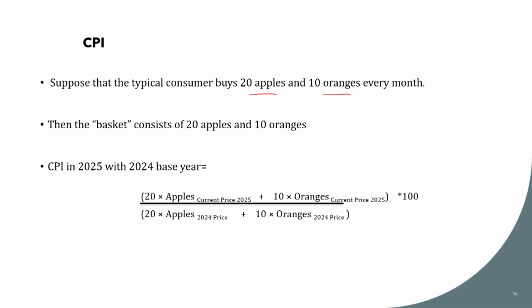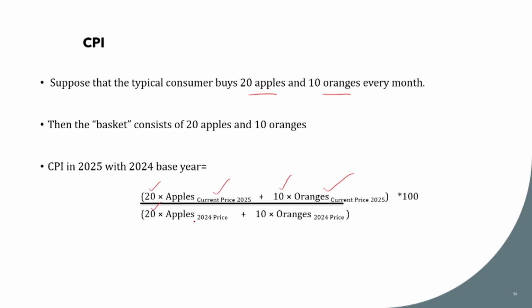So in this case, how do we calculate? This is the formula: the 20 is the quantity of apples, and the apple at the current price of 2025. What is the current price of apple in 2025? And also calculate the quantity of orange and the price of orange at the current price of 2025, divided by the same quantity used, that is the 20 apples.